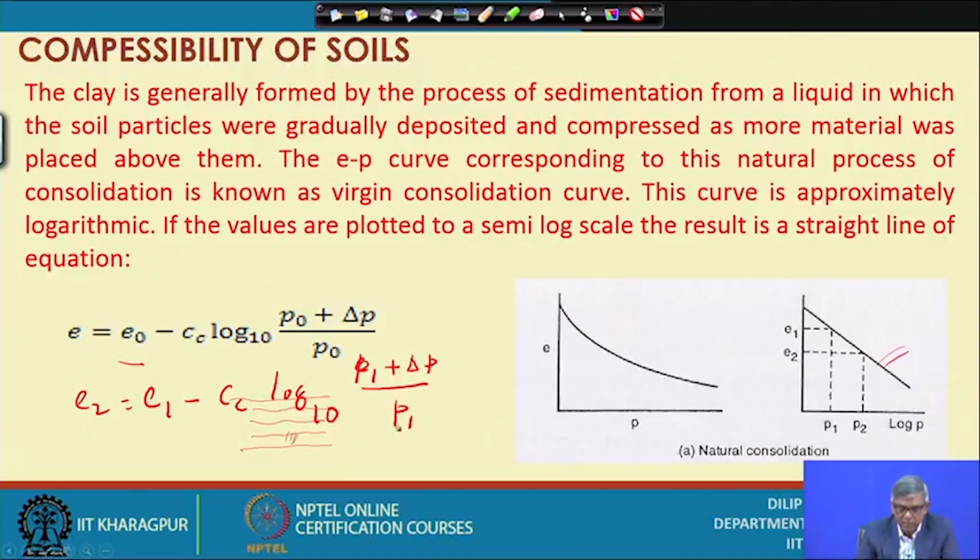So, this is the way one can write the equation. Since this is written in general form with P naught, that means originally it is P naught and then del P, but here in this plot we have shown it in terms of E1 and E2. If you put it in this way, then E2 equals E1 minus Cc into this form, you can write.